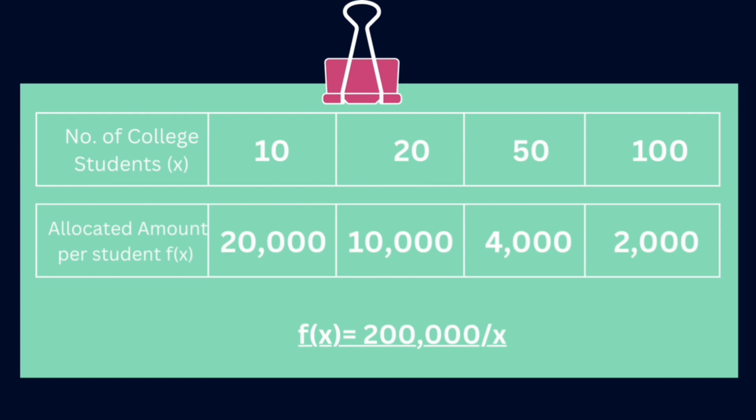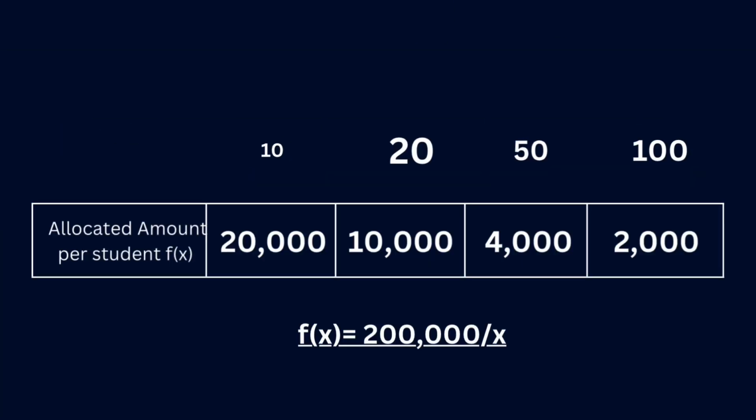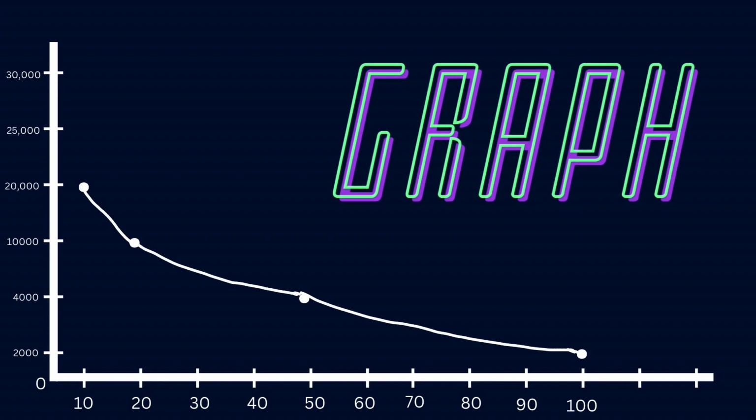If the number of college students is 10, then the allocated amount per student is 20,000. If there are 20 college students, then the allocated amount per student is 10,000. If there are 50 college students, the allocated amount per student is 4,000. While if there are 100 college students, the allocated amount per student is 2,000. Here is the graph of our rational function example.